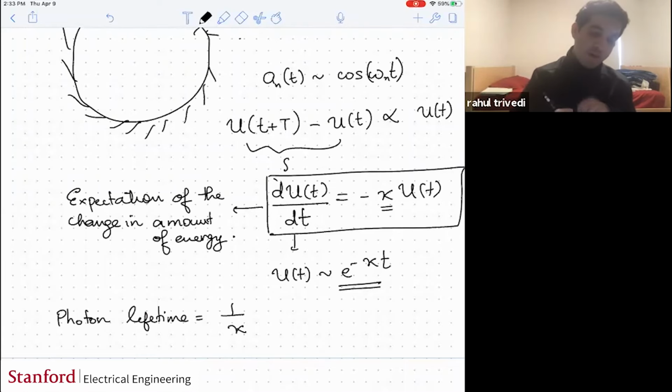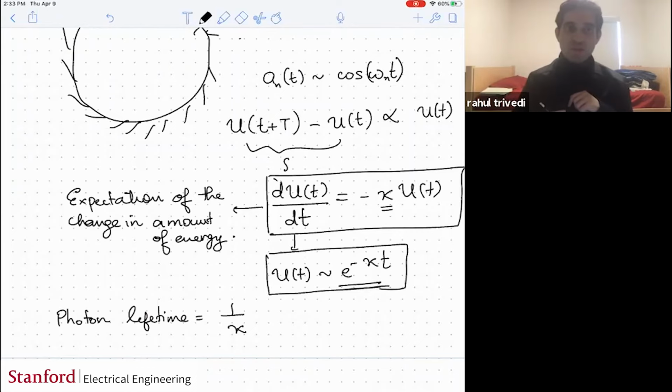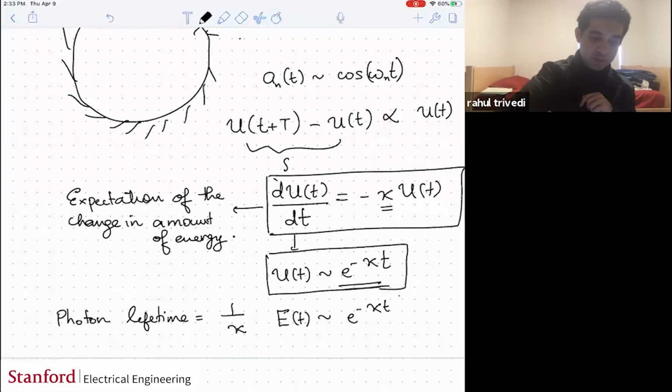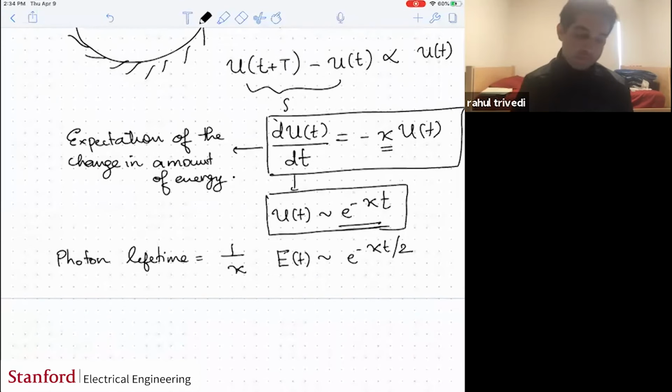Okay, so one important point to note is that if your energy decays as exponential of minus kappa t, the electric field is going to decay as exponential of minus kappa t by 2, right? Because the energy is proportional to the square of the electric field. The photon lifetime is defined as per the decay of the energy, not the electric field. So that's one important point to keep in mind.